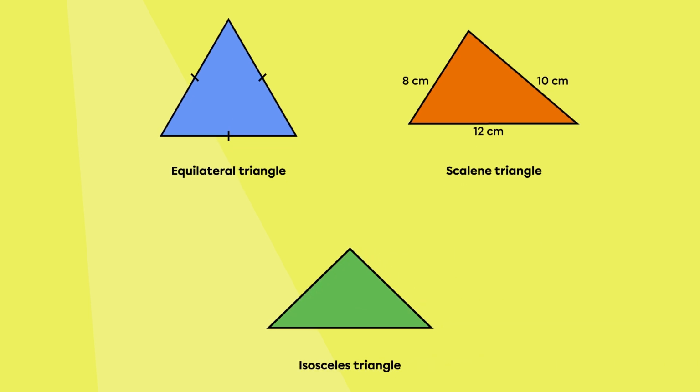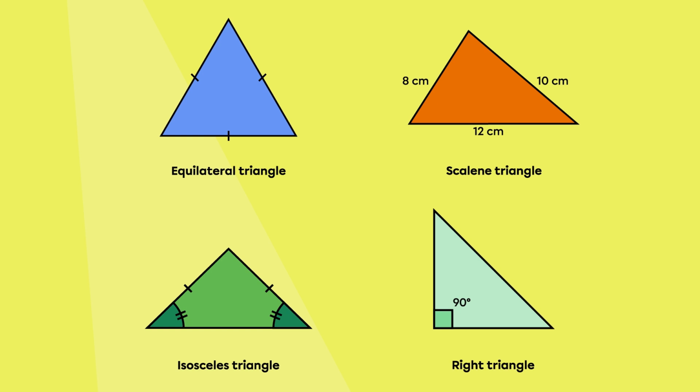Now, let's look at the characteristics of an isosceles triangle. It has two congruent sides, like this triangle, which has two sides that both measure 9 centimeters. An isosceles triangle also has two congruent angles with the same measure.